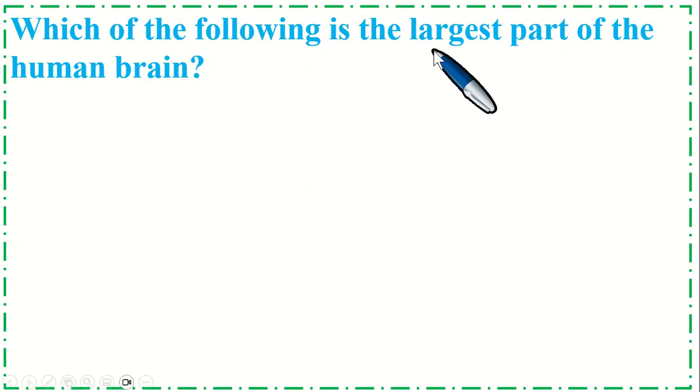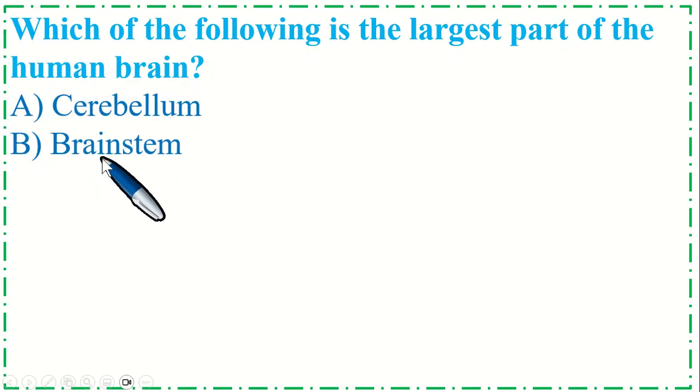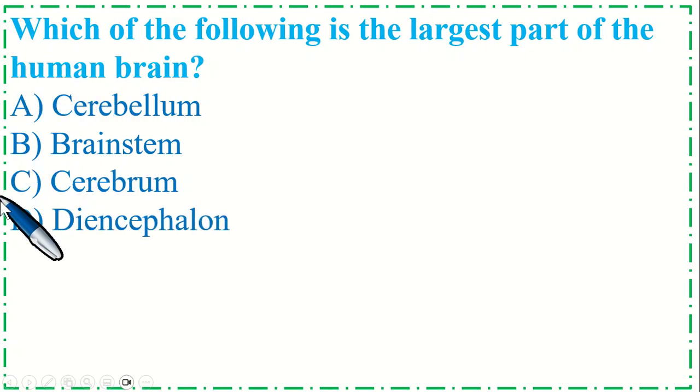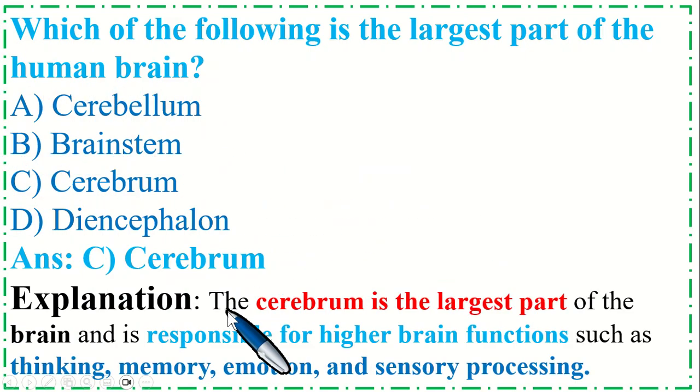Which of the following is the largest part of the human brain? Option A, cerebellum. B, brainstem. C, cerebrum. And option D, diencephalon. So the correct option is C, cerebrum. The cerebrum is the largest part of the human brain and is responsible for higher brain functions such as thinking, memory, emotion and sensory processing.